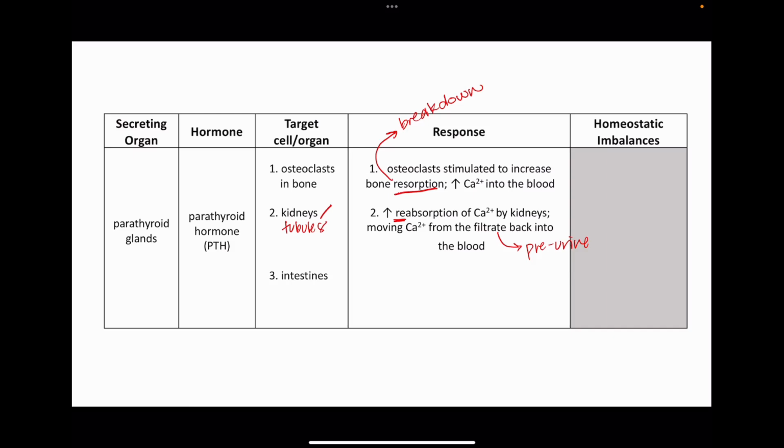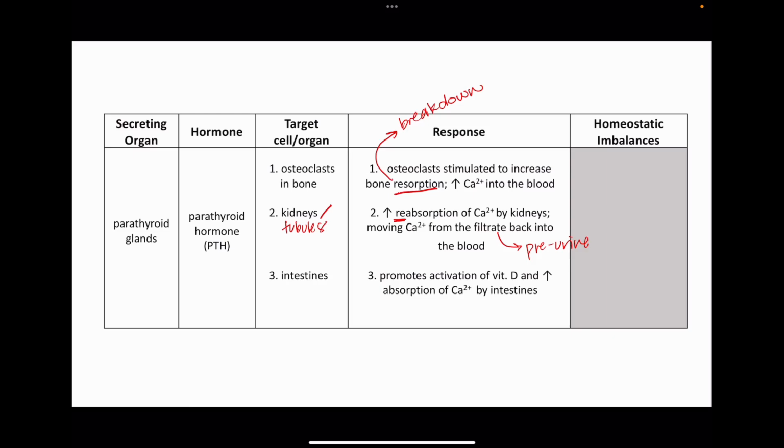We took it out to make the urine, and then we said, okay, never mind. I want to keep some of that calcium still, and we put it back into the blood. So it's a reabsorption because we already had it. We're just putting it back into the blood so that we don't excrete it. Versus the intestines would just be absorption. This is the first time we're absorbing this calcium from the food that we ate.